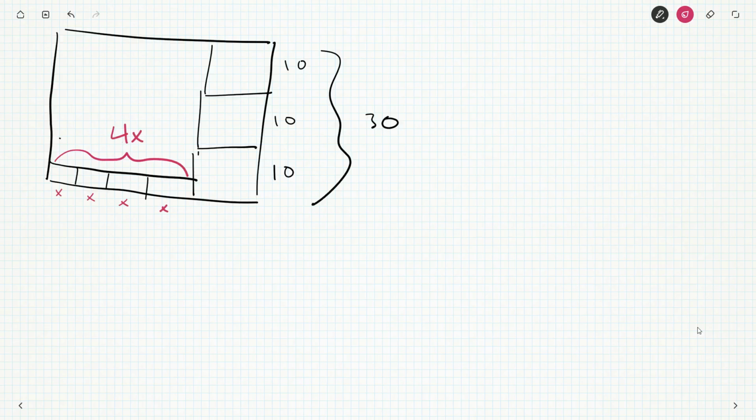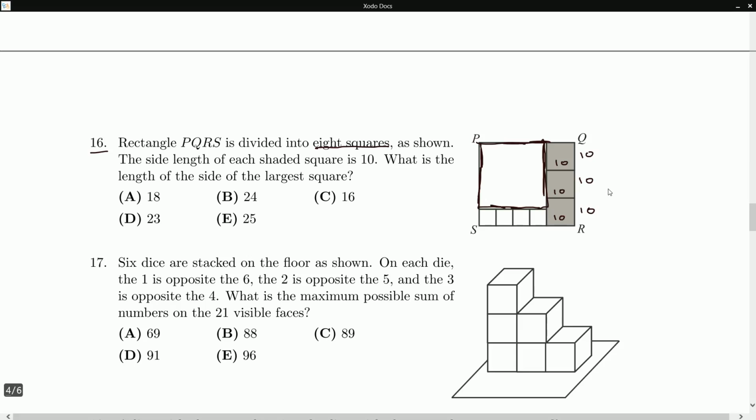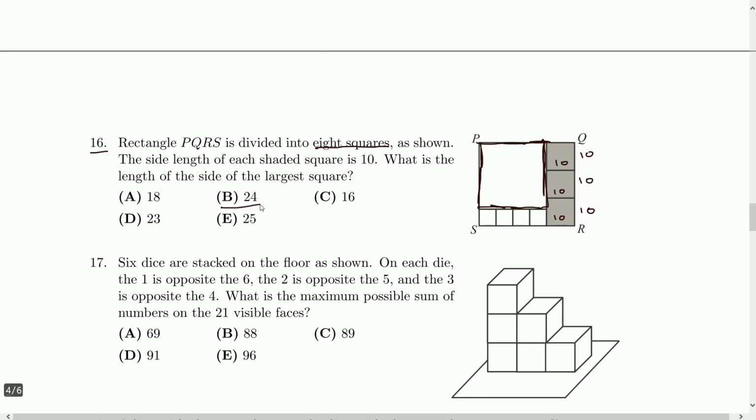But how can this possibly help us? Well, since it's a square, we've also got 4x here and x here. So it turns out 5x will equal 30. So each of these smaller squares has side length 6. We want 4x, the big square. And so that's going to be 4 times 6, 24. So 24 is the side length of the largest square, and that is going to be B.